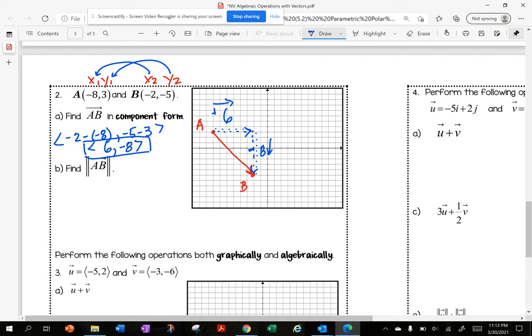Then I'm going to plot my vector at the origin. I'm going to go to the right 6, and down 8. So here is my vector, and I'm going to call it vector AB. To find the magnitude, this is the Pythagorean theorem. So this is going to be the square root of 6 squared plus (-8) squared, 36 plus 64, square root of 100 is 10. So the magnitude of vector AB is 10.